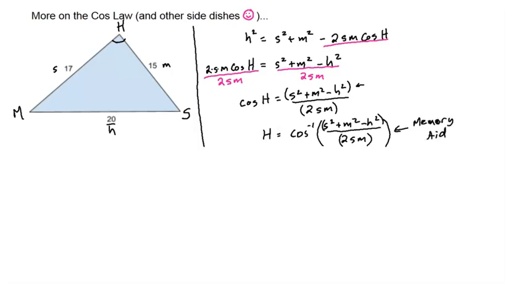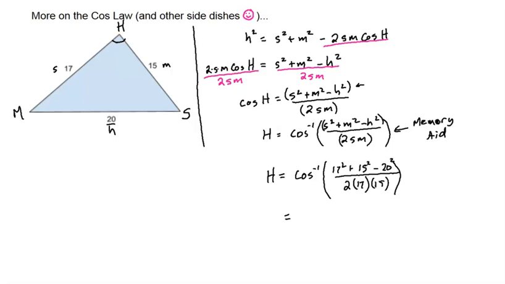So let's figure out what the measure of angle H is. I'm going to do it just by plugging it in. So capital H is going to be equal to the inverse cos of, S and M are the 15, 17. So 17 squared plus 15 squared minus the hypotenuse, or our pretend hypotenuse, because it's definitely not a right triangle, divided by 2 times 17 times 15.